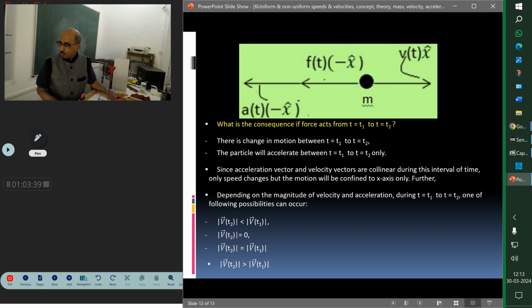Now, can I write V bar t2 is equal to V bar t1? No, it is not possible. When is it possible? When no force is acting. Got it now? Speeds can become equal, but velocities cannot become equal at t2 because force is continuously acting. Understood? Yes, sir. Then the next possibility: modulus Vt2 is greater than modulus Vt1. So you go on applying force, 5 meters per second, 6 meters per second. Understand? So the speed is now increased, but in the reverse direction.